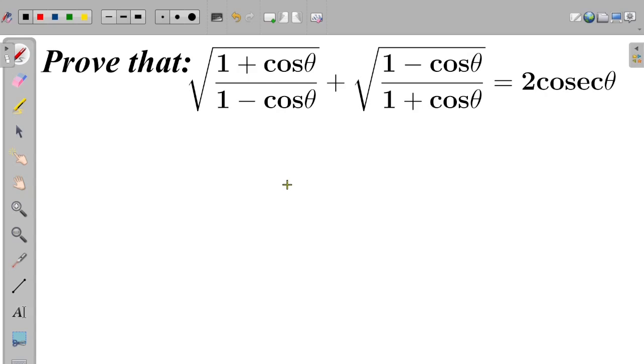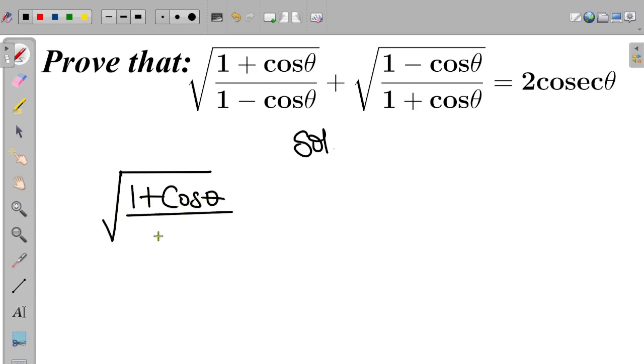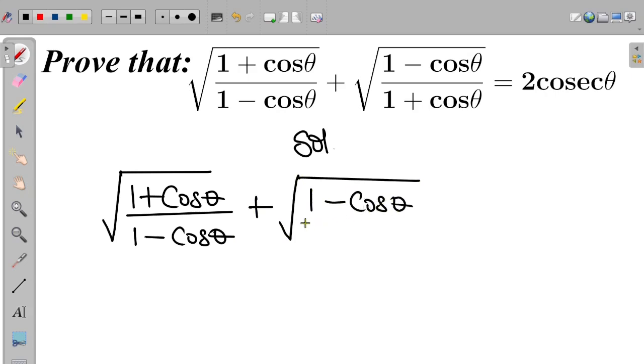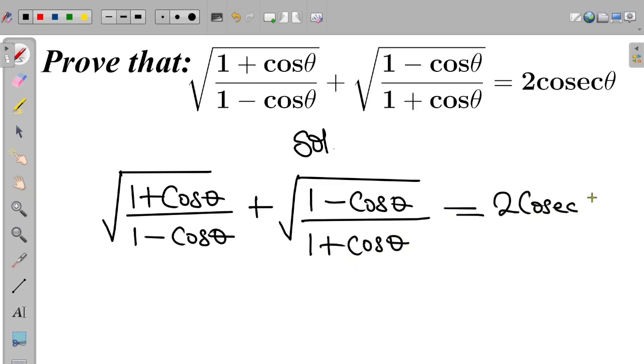So in this question, we are given to prove that the left-hand side is equal to 2 cosec theta. So let us obtain the proof. We are given that root of (1 plus cos theta) divided by (1 minus cos theta) plus root of (1 minus cos theta) divided by (1 plus cos theta) is equal to 2 cosec theta.